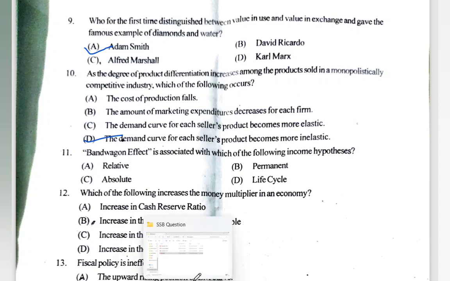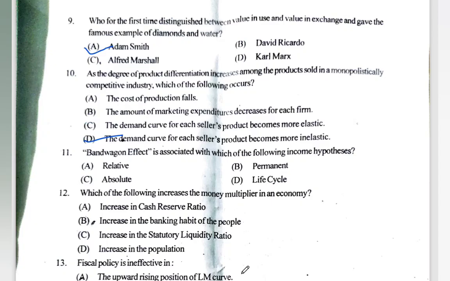So these are the 10 questions of microeconomics. In the next video, we will discuss the questions on macroeconomics of the SSB Economics 2023 exam question paper.